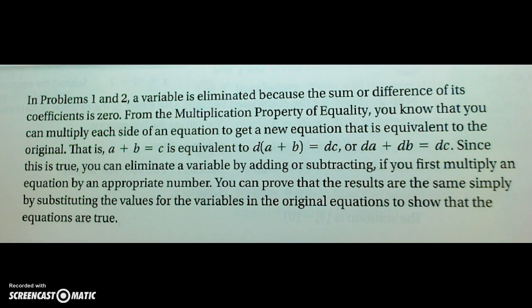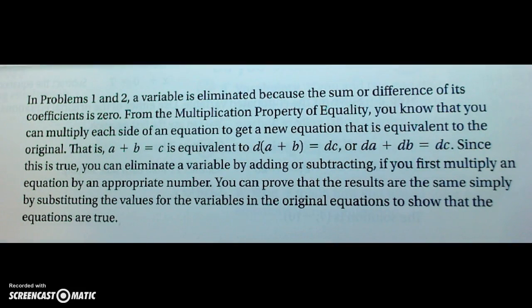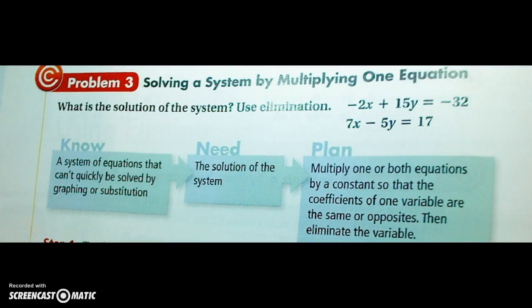That is, a + b = c is equivalent to d times the quantity a + b equals dc, or da + db = dc. Since this is true, you can eliminate the variable by adding or subtracting. If you first multiply an equation by an appropriate number, you can prove that the results are the same simply by substituting the values for the variables in the original equations to show that the equations are true. Okay, this is what it's telling you to do.